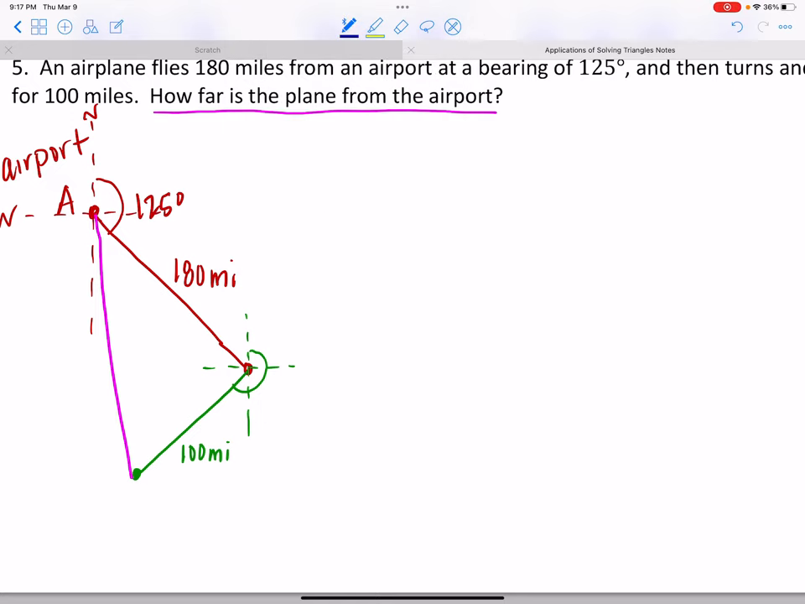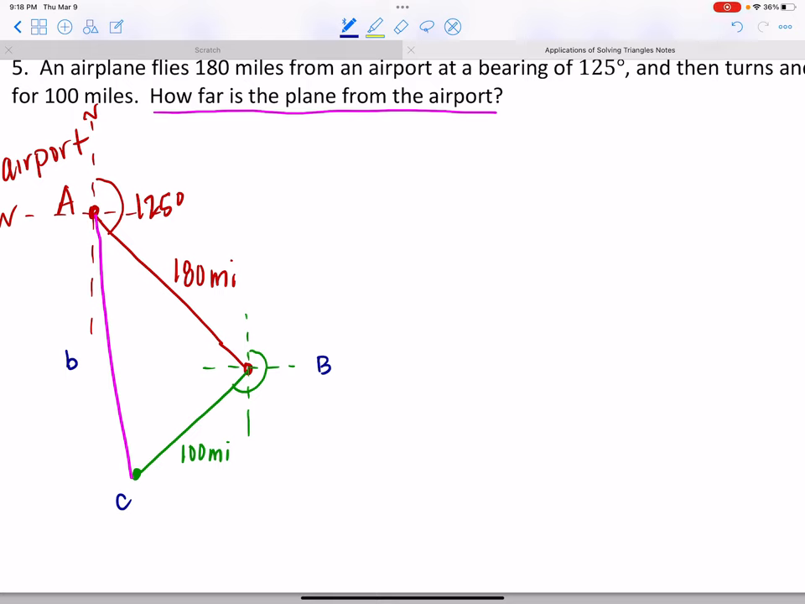And for labeling purposes, let's go ahead and call this B over here. We can call this C, which means we're going to be looking for little side b. I do not have enough information to solve yet. I know two sides of my triangle, but it's not a right triangle, so I can't just use the Pythagorean theorem. If I could figure out the included angle, then I have side-angle-side. I could use my law of cosines, but let's see what we can do about these angles, okay?